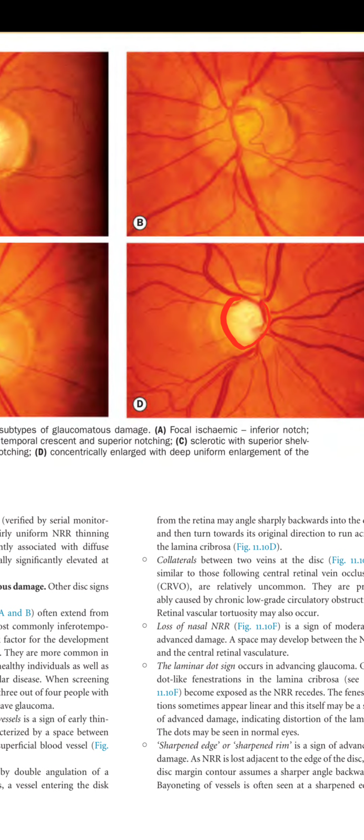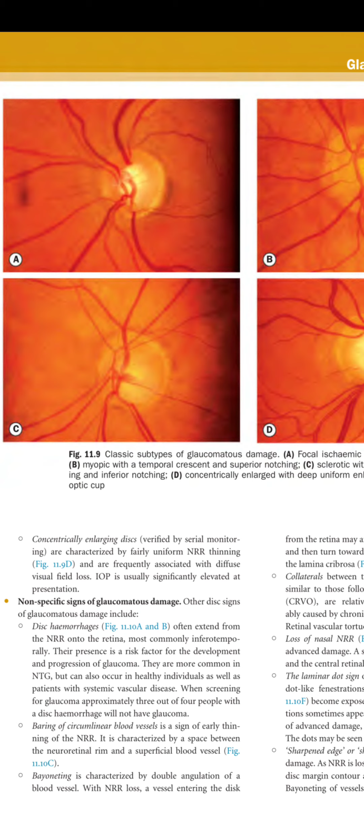Concentrically enlarging discs verified by serial monitoring are characterized by fairly uniform neuroretinal rim thinning and are frequently associated with diffuse visual field loss. IOP is usually elevated at presentation. Next are non-specific signs of glaucomatous damage.